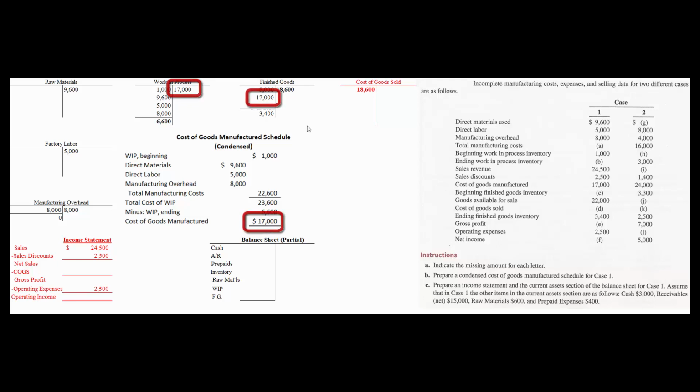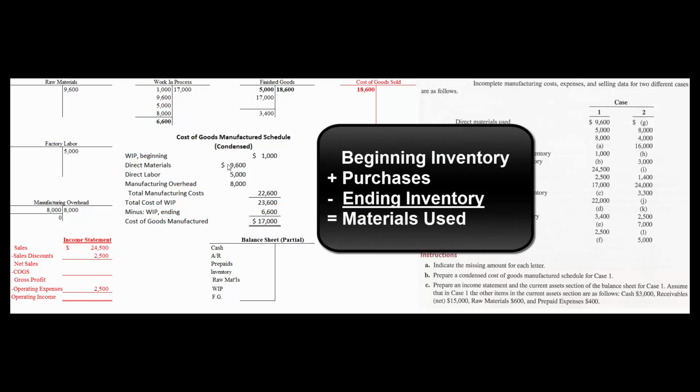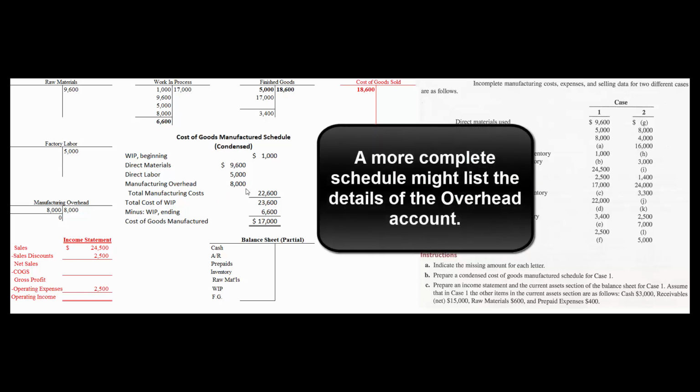We call it condensed because if you wanted to get fancier or more complete, instead of just showing this $9,600 for materials, for example, you might say our beginning balance was X, we bought Y, we had Z left, so we must have transferred out $9,600. You also might list out all the various components of manufacturing overhead. But this is the condensed version, so it's nice and simple and straightforward and really just tells you what happened to the work in process account.